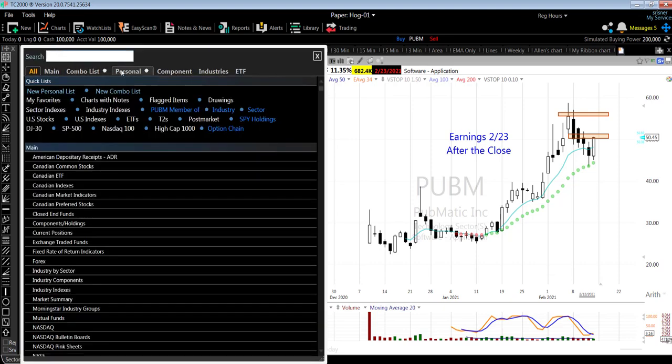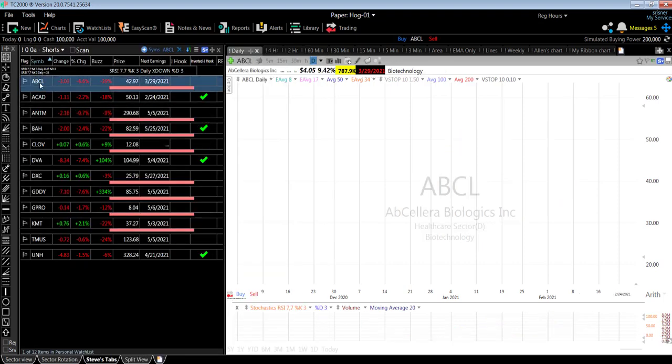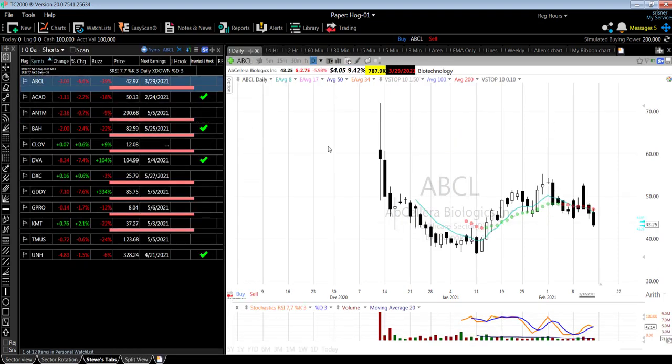All right, let's go over and look at our shorts. I got more shorts than longs this week. Not surprising.